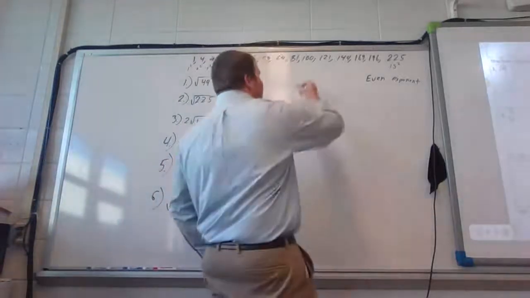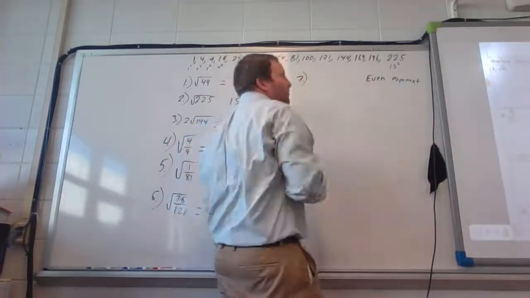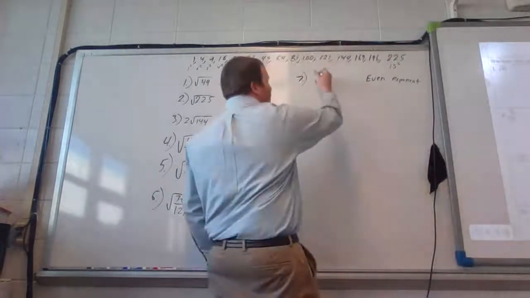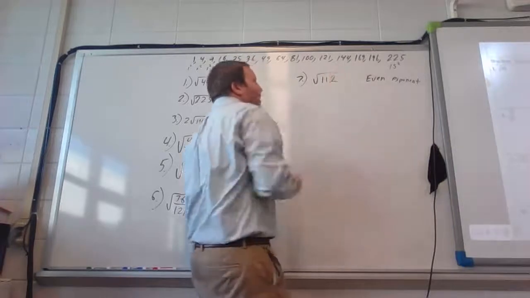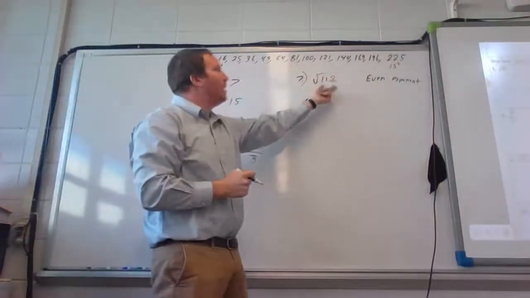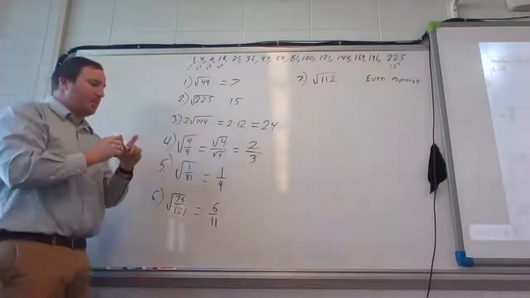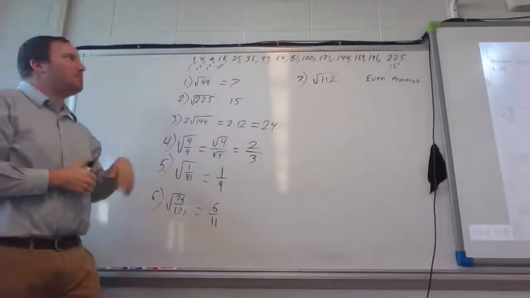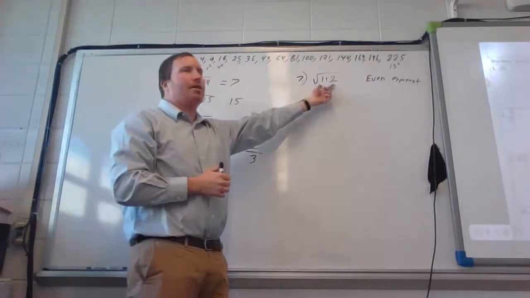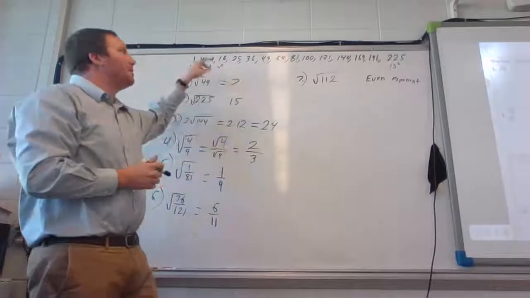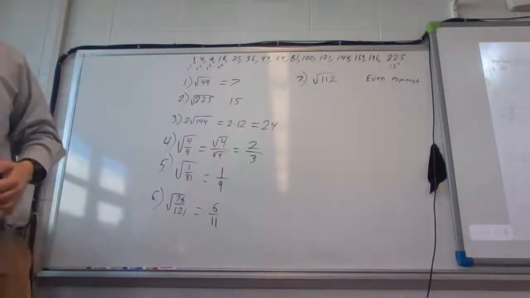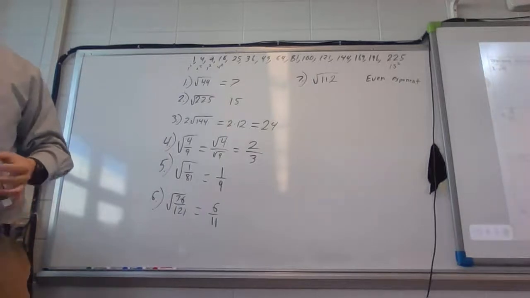So then let's look at number 7. Here's where we don't have that ideal case. We have the square root of 112. When we look at our perfect squares, we go from 100 to 121, so 112 is not a perfect square. What we want to do is find the biggest perfect square that is a factor of 112. If you don't know the factors of 112 easily, we can go to our calculator. We're going to use this nice little trick.